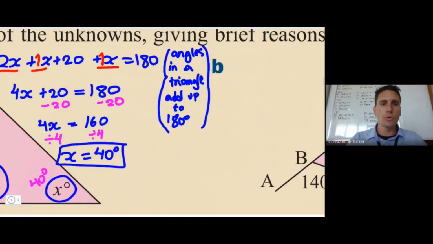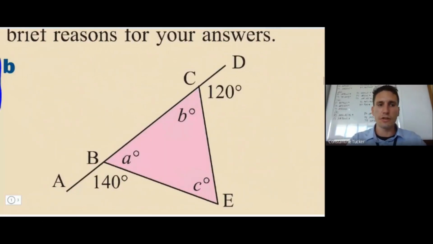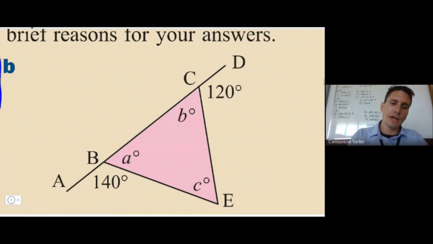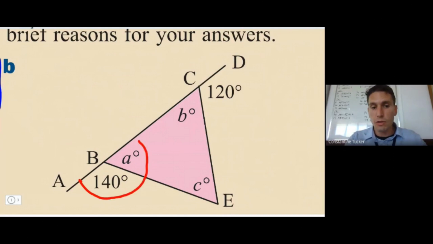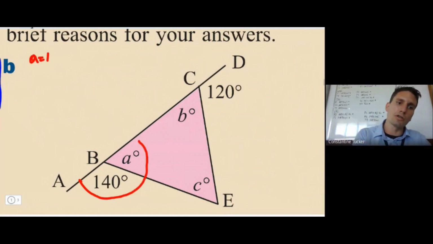Now moving on to this example here. What are they saying? They're saying find A, find B, find C. Okay, so let's take it step by step. Firstly, notice how this angle here, 140, and the angle A form a straight line. So how do we find A? Well, we say that A is going to be equal to 180 minus 140, which means A is equal to 40 degrees.